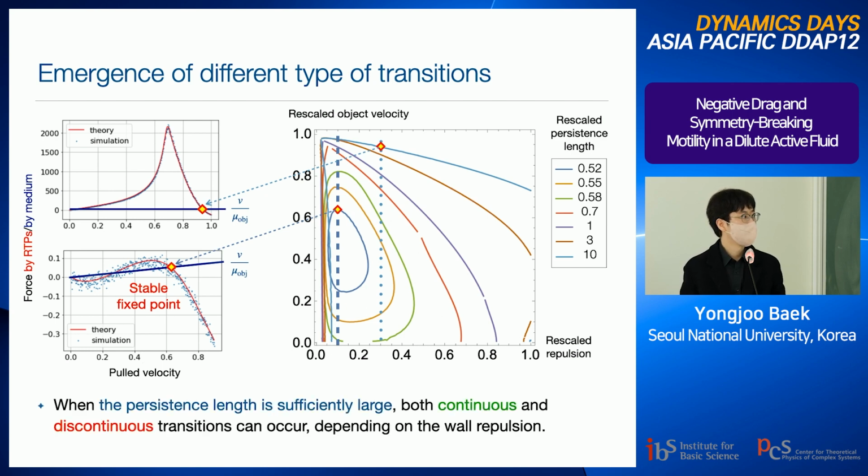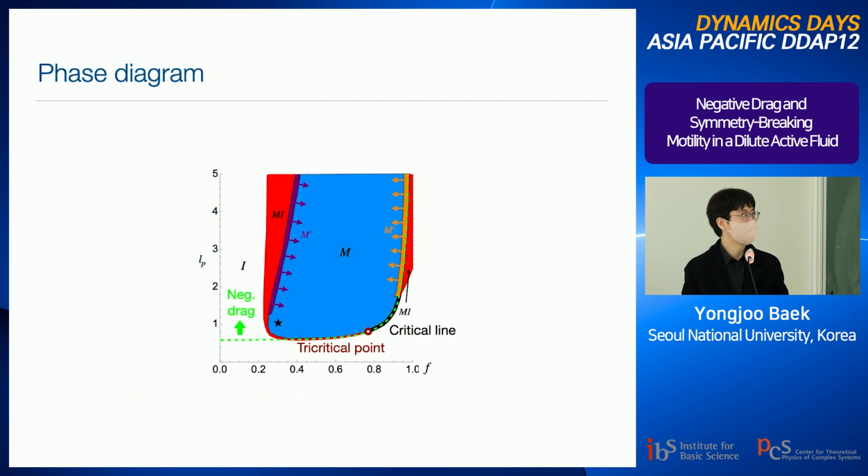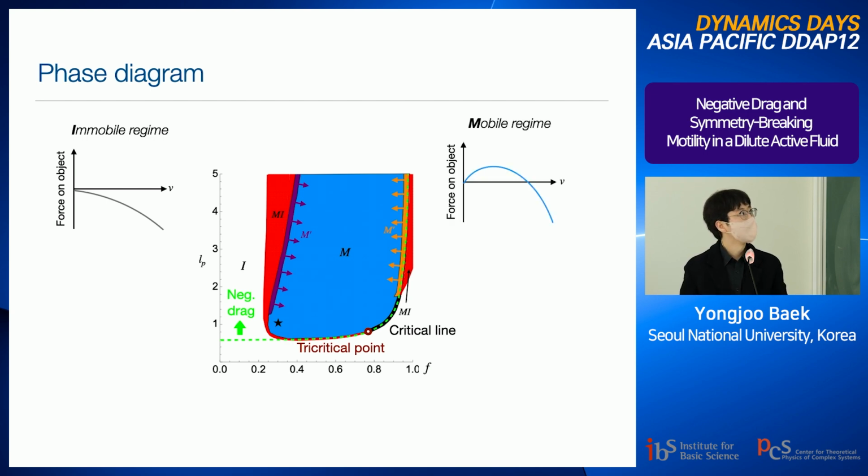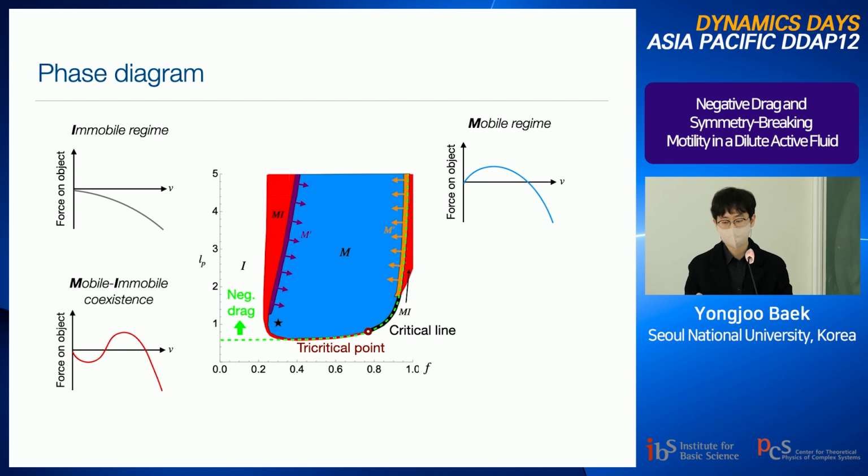I will not really go into this diagram, but here is our most complete phase diagram. Here is the wall repulsion and the persistence length, and as a function of these two, we have many different kinds of possible state behaviors. This region corresponds to the case where only the immobile state is the stable state. This blue region corresponds to where the mobile state is the stable state, so this object moves at some velocity. The red regions correspond to mobile-immobile coexistence. So there will be some objects which are at rest and some which are moving, because those are metastable states.